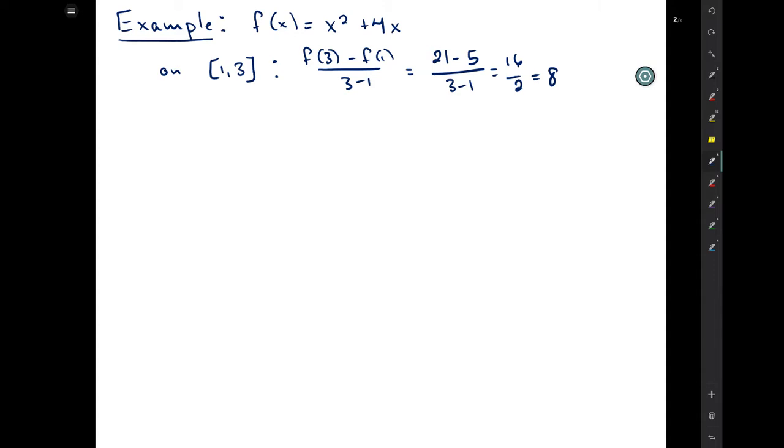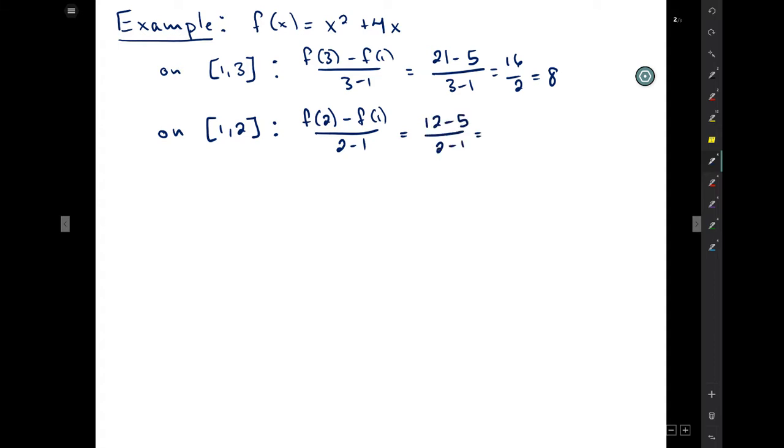If I look at another interval, let's say that I look at the interval from 1 to 2. So this is a slightly shorter interval. If I look at the average rate of change on this interval, I have to compute f of 2 minus f of 1 divided by 2 minus 1. So when I plug 2 into f, I get 12 minus 5 over 2 minus 1. So this is 7 over 1, which is just 7. So visually what we've done is we've taken this right-hand point, this 3, and we've brought it 1 unit closer.